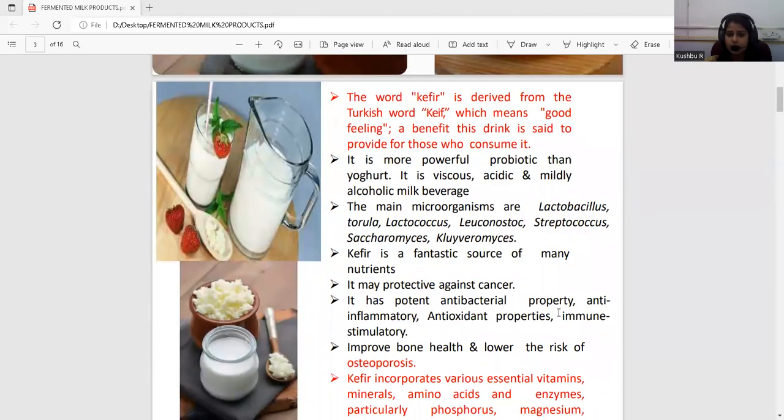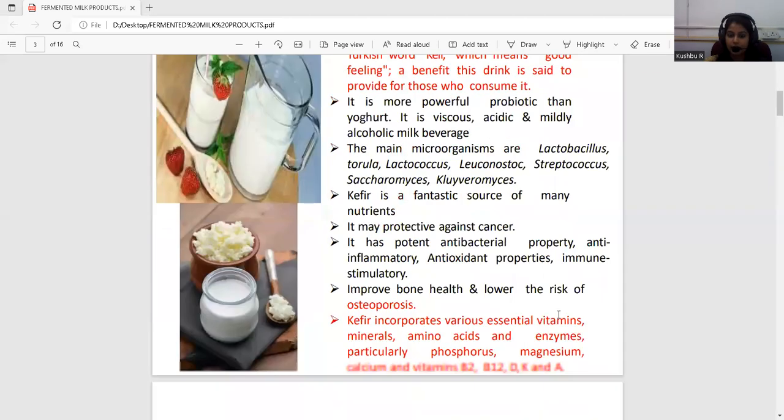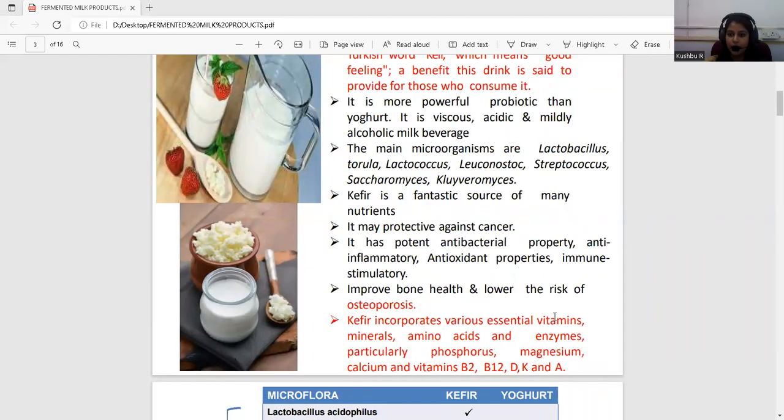Important microorganisms such as lactobacillus, lactococcus, leuconostoc, streptococcus, and Saccharomyces are present in this kefir, which is a very nutritious beverage to be consumed, especially for neonates and old people. They are really rich in their nutrients. Apart from their probiotic activity, they're also believed to be anti-cancerous in nature.